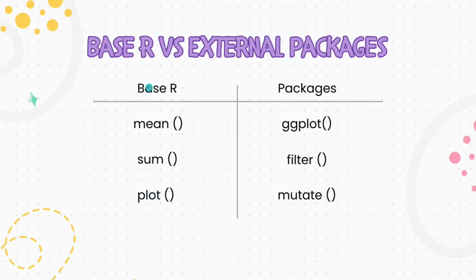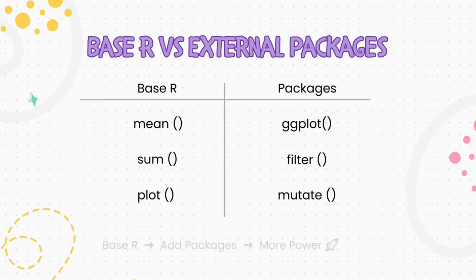This is basic R. However, many advanced features do not come pre-installed. These features are provided through external packages, which we install only when we need them. Some of the functions that are associated with packages are ggplot, filter, and mutate. This design keeps R lightweight and flexible. So when you add packages to base R, it gives you more power for data science.